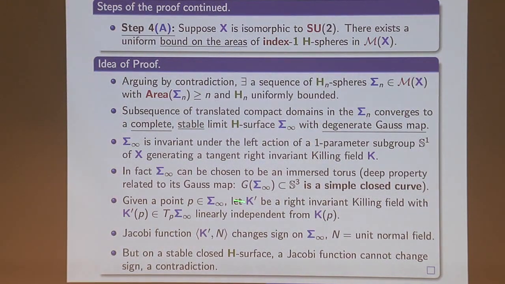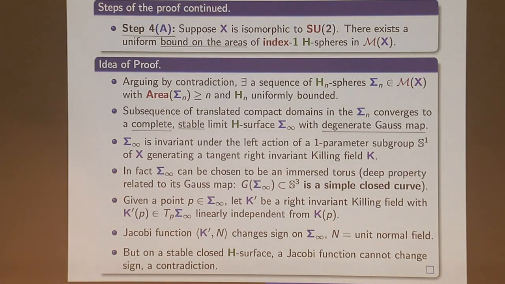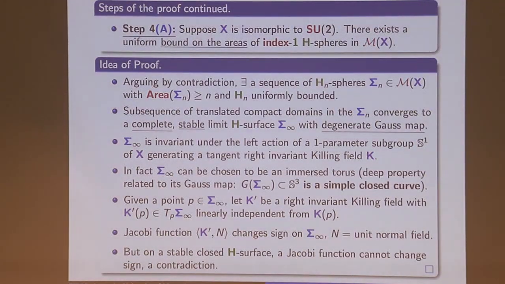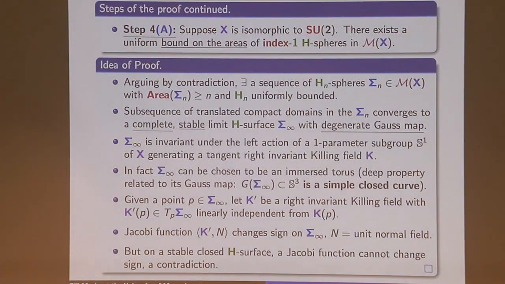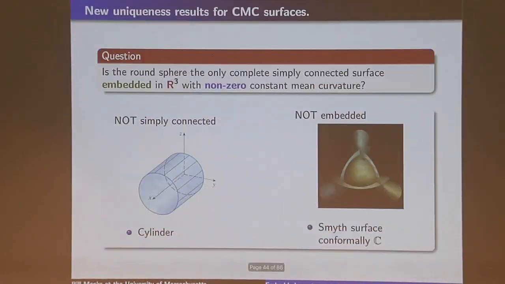Let me just say why this changes sign. Because if it didn't, you would have two right invariant vector fields tangent to the surface. That means it's a subgroup. And there are no two-dimensional subgroups in SU2. So anyway, that's the proof.